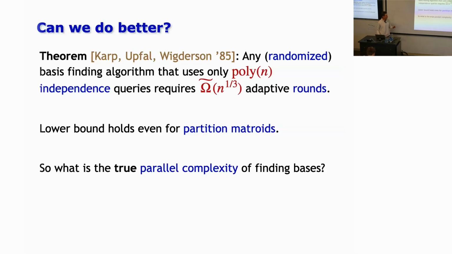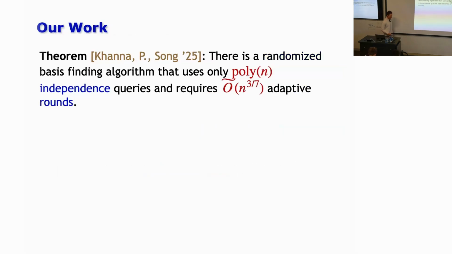Great. Right, so what is this true parallel complexity? And so that's where our work comes into play. And what I'm excited to say is that it turns out that you can actually beat this upper bound. Even though this upper bound felt very natural, the natural extension of a greedy algorithm to get you square root n rounds, it turns out that you can actually do better with a randomized algorithm. It uses only a polynomial number of independence queries per round, and it'll find you a matroid basis in just O tilde n to the 3/7 many adaptive rounds.